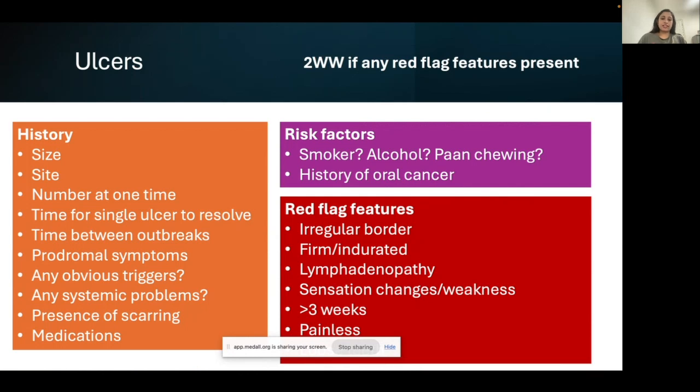And are they painless? Obviously if you burn yourself or cut yourself, you're going to know and you're going to say that that's painful. And also if they have any loose teeth. So if they have loose teeth, there might be something else going on inside the bone or the gum. So if any of these red flag features are present, it's important that a 2-week wait referral is done to MaxFax or ENT or whatever your local protocol is. And that's the really main thing to look out for because you don't want to miss any oral cancer.